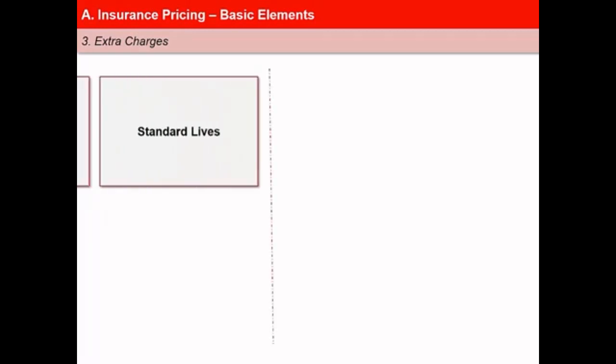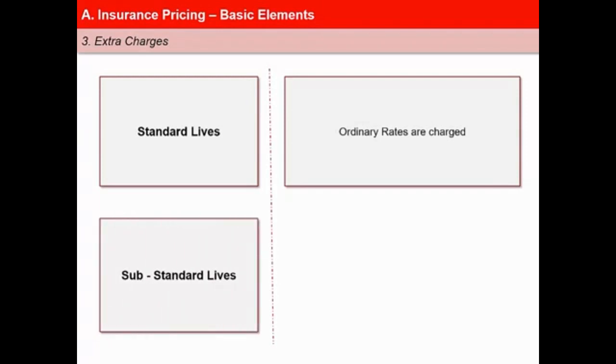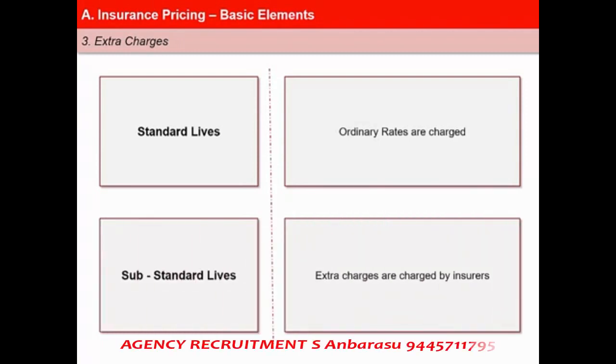Extra charges are divided into two parts. First is the standard lives. This includes a group of insured individuals who are not subject to any significant factors that would pose an extra risk. Ordinary rates are charged on standard life individuals. Second is the substandard lives. If a person is suffering from certain health problems like heart ailments or diabetes that can pose a hazard to the life, an extra premium will be imposed upon him by way of a health extra on substandard lives. This is known as extra charges.